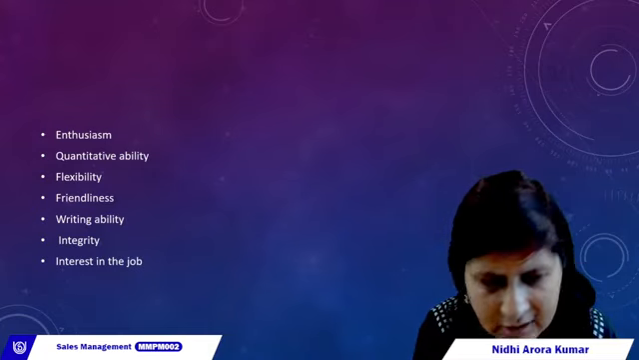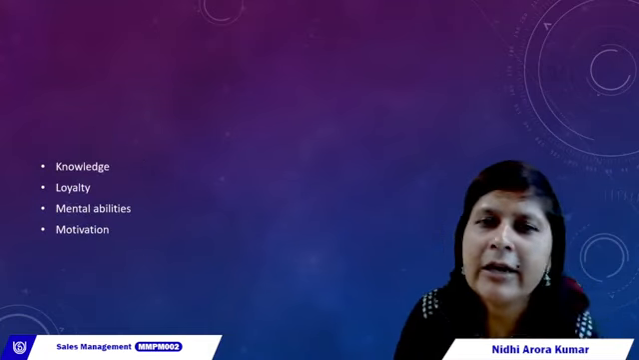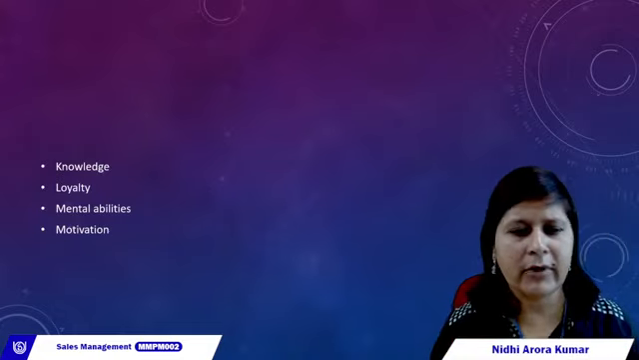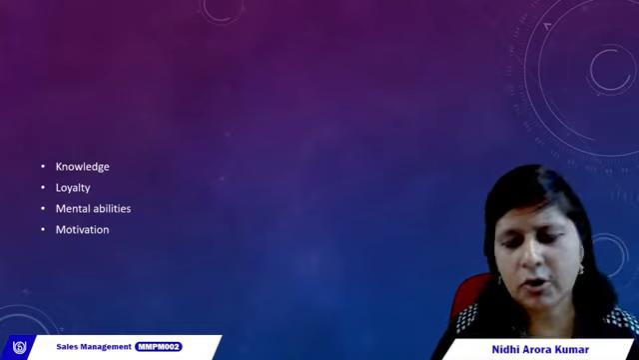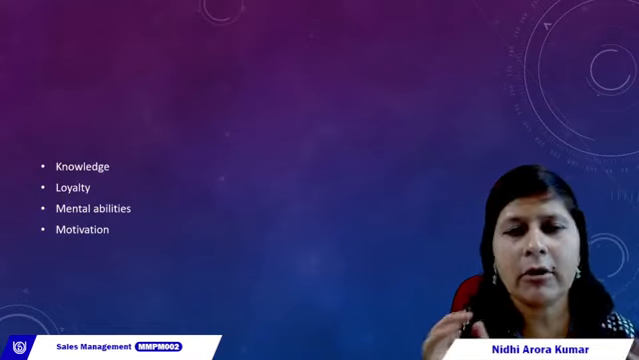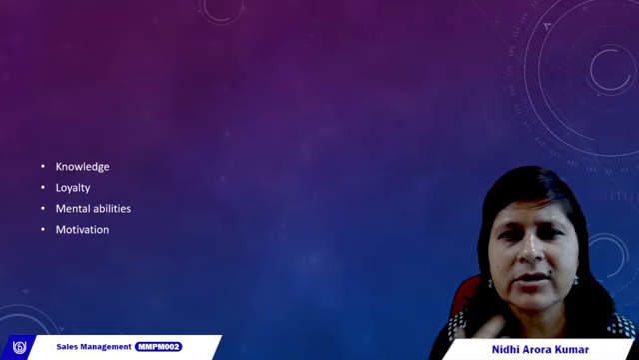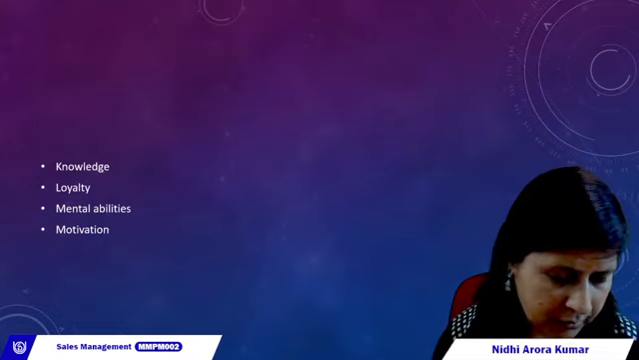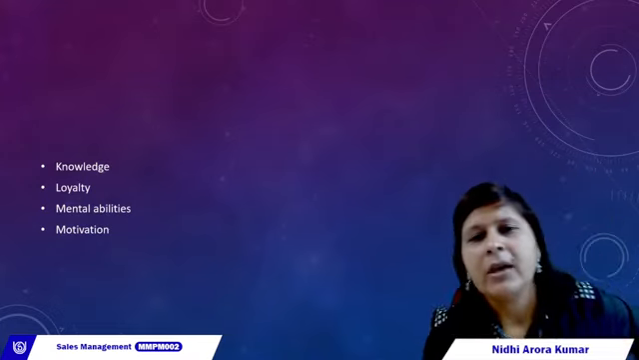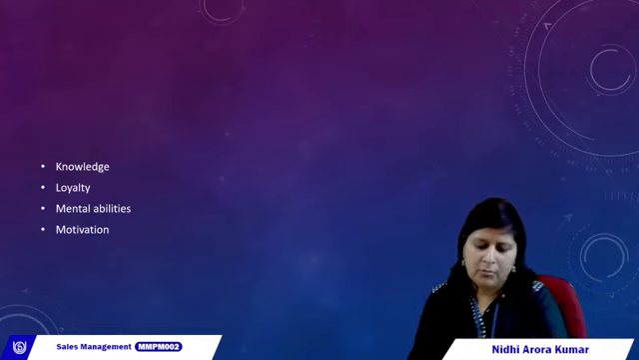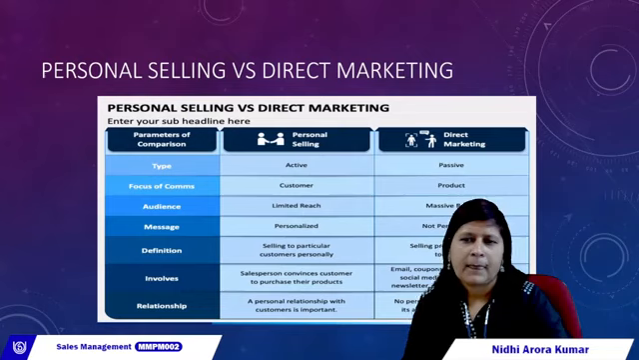Right, integrity and interest in the job. He should have interest in the job and should have integrity. It means he should be honest, right? He should have integrity. Knowledge, he should be knowledgeable. He should have thorough knowledge about the product so that he can answer all the questions or queries of any of the consumers. He should be loyal, have mental abilities, and should be motivated, right? Okay.